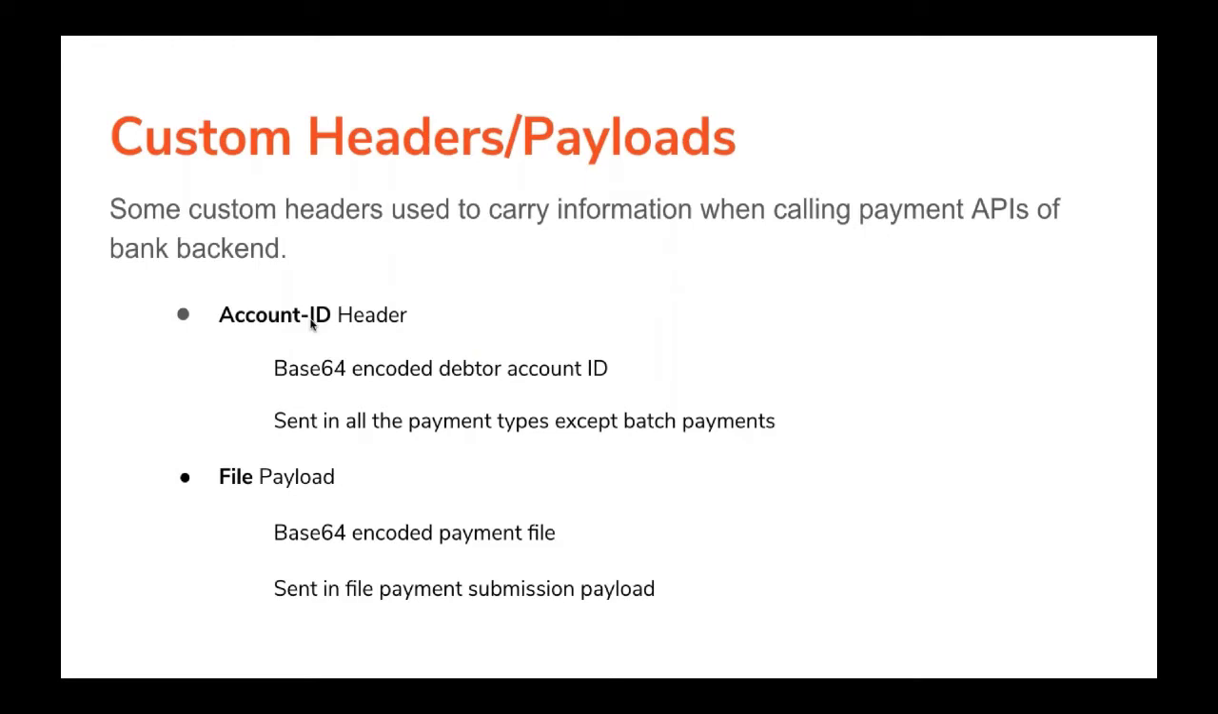And then in the file payment scenario, we have to send the file to the core banking backend. For that, we send the file in the payment submission payload as a base 64 encoded string. And the bank can decode this payment file and proceed with the multiple payments included in that.